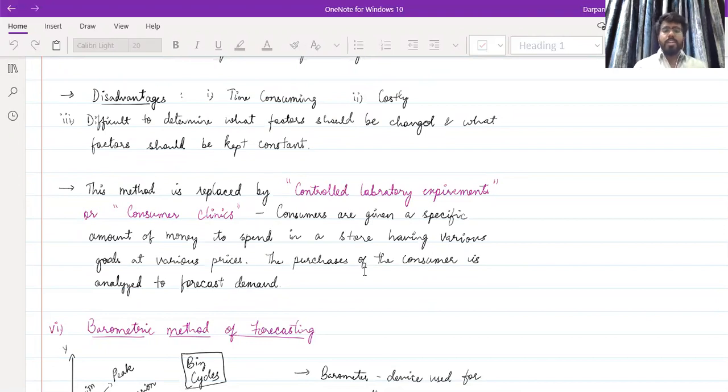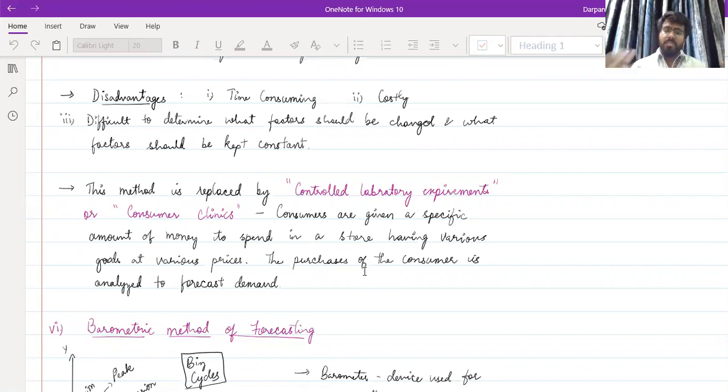So there's an alternative to that, which is controlled laboratory experiments or consumer clinics. What are these? You'll give consumers a little bit of money. They'll have to go to a store which you have only prepared. You will see what goods the consumers are buying with that limited income, correct? With that limited money that you have given them, what goods are they buying? Depending on that, you can analyze and generalize.